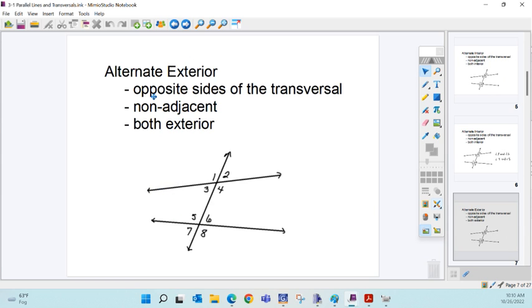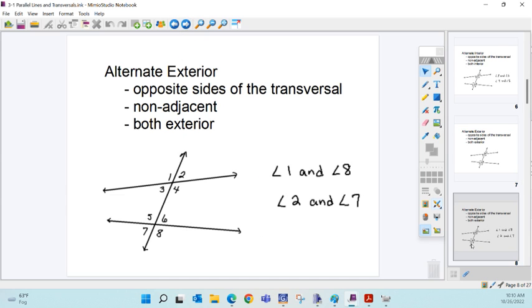Next type, alternate exterior. You kind of get to see that they have names that are very descriptive as far as what they are, except corresponding is just kind of like, okay, in corresponding locations, sure. Alternate exterior, well, they have to both be in the exterior. They can't be next to each other. So 1 and 2 can't be them. And they have to be on opposite sides of the transversal. So that would mean, here, 1 and 8. 1 and 8, beautiful. Isaiah, the other pair would be 2 and 7. 2 and 7, good. So you can write down 1 and 8 and 2 and 7.